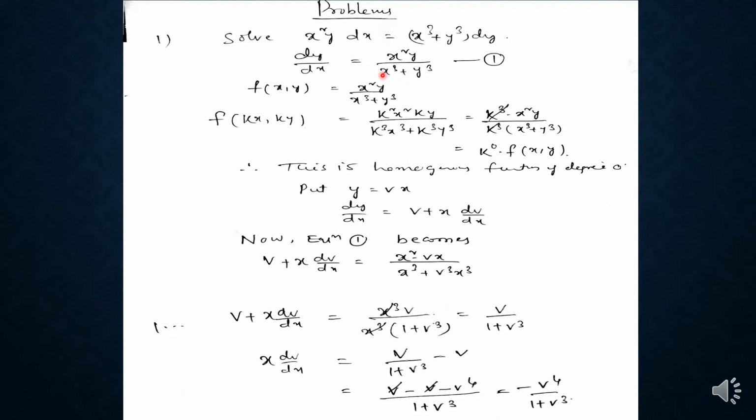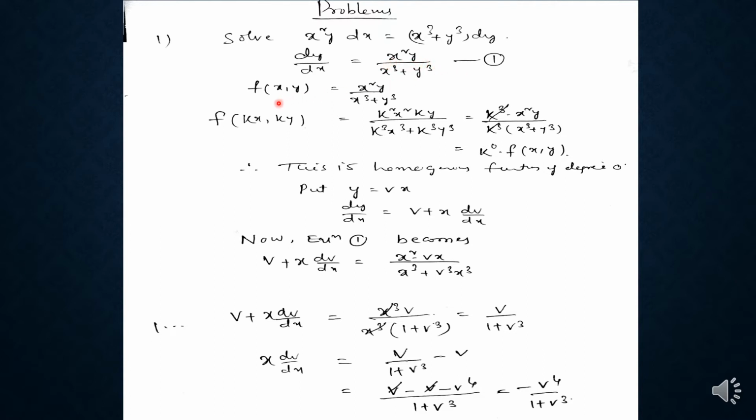Now check whether it is a homogeneous function or not. See here in the numerator, what is the degree of the term here? 2 plus 1, 3. So the degree of this term is 3, and here in the denominator we can see 2 terms, each having the degree 3. So this is the homogeneous differential equation with the order 0.